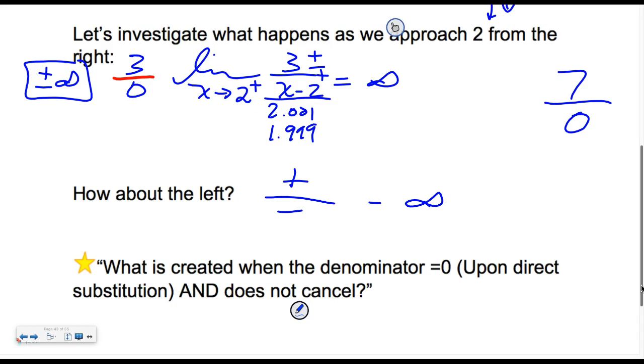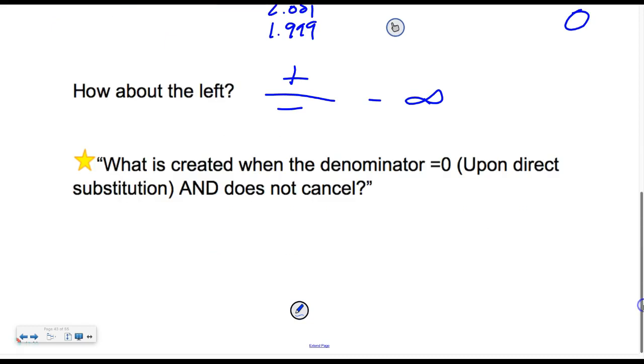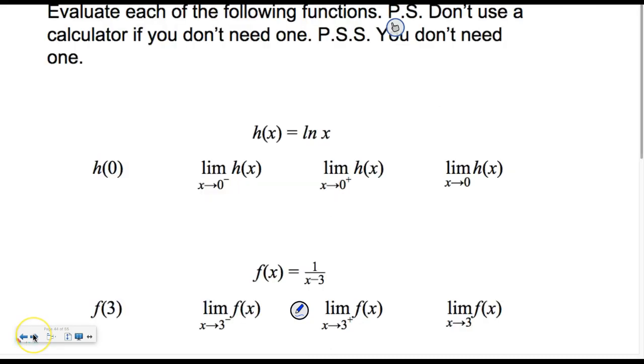And I like the use of your word. What is created when the denominator equals 0 and does not cancel? That's the asymptote. And see, I think you knew this part. I actually taught 1.5 without telling you, so we'll go on here. So it says, evaluate each of the following functions. PS, don't use a calculator if you don't need one. PSSS, you don't need one.